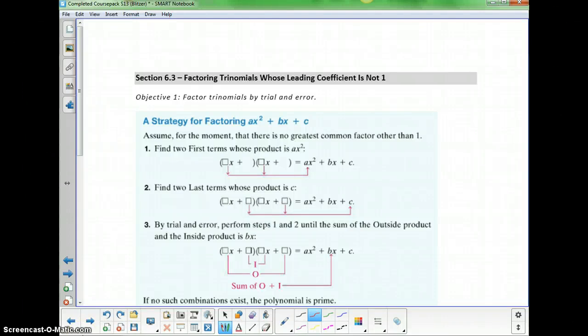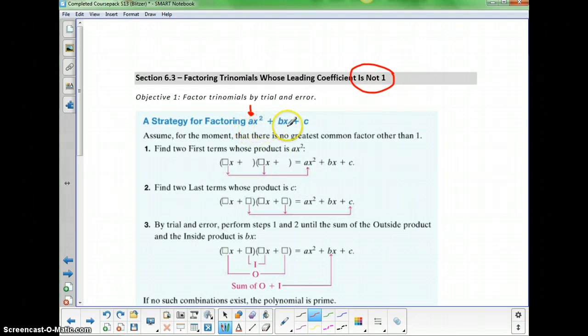In section 6.3, we talk about factoring trinomials whose leading coefficient is not 1. So we didn't deal with those at all in the last section. A polynomial of this form is known as the ax squared type because there's going to be some coefficient a of x squared. So that coefficient we're talking about there is not 1. And then the rest of it's normal.